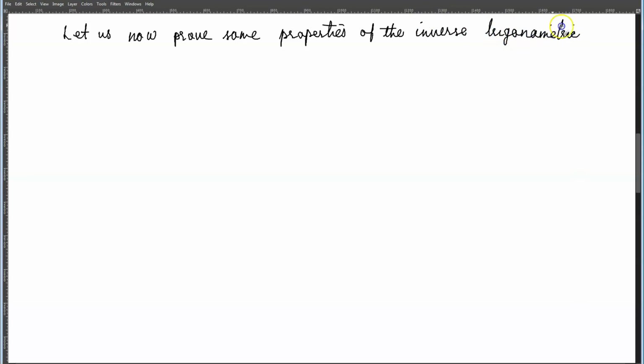Now let us prove some properties of the inverse trigonometric functions.